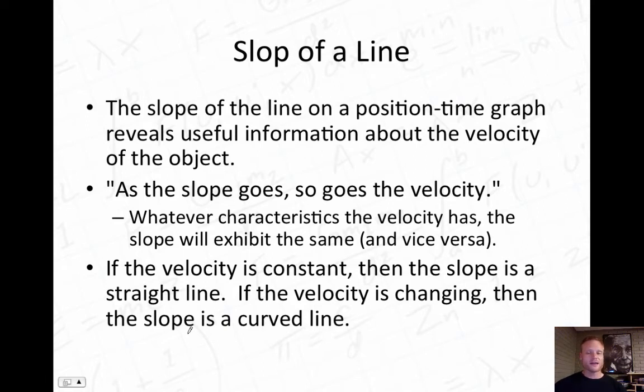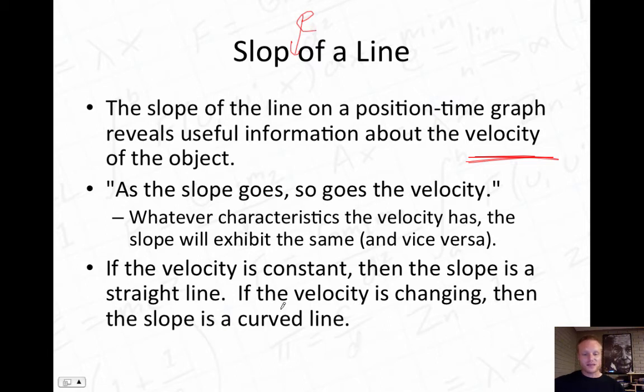And the slope of the line in a position time graph reveals the velocity of the object. And this is just a cute saying, as the slope goes, so goes the velocity. So if you have a steeper slope, you have a bigger velocity. If you have a not so steep slope, you don't have a very big velocity. Okay, so they're directly related. And I just noticed I spelled slope "slop." That's kind of funny. All right, anyway, if the velocity is constant, then the slope is a straight line.